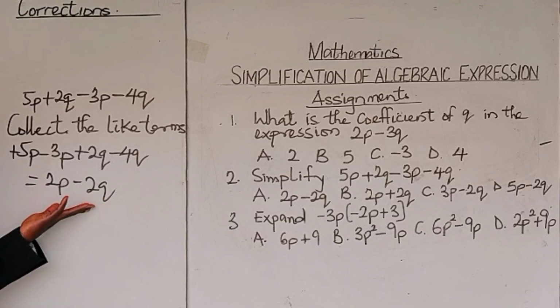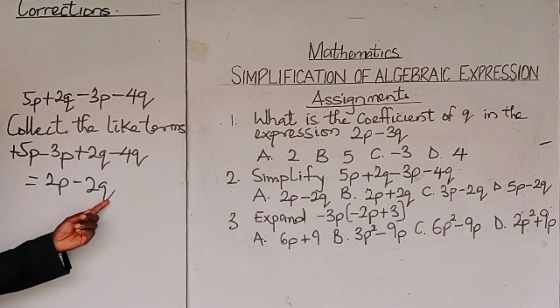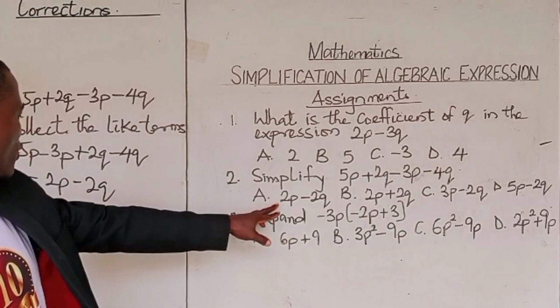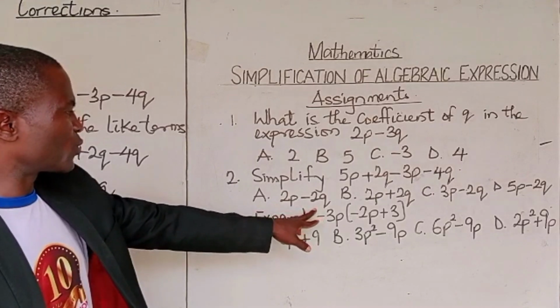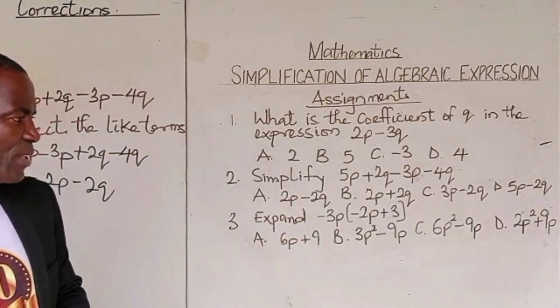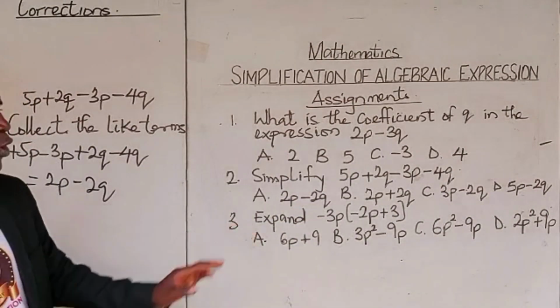But we cannot go beyond this point because p and q are two different variables and they don't have anything that they can connect together. And so let's check the option. We have option A, 2p minus 2q. So this is the correct option. I want to believe it's clear. That is very good. Now let's quickly move to number 3.